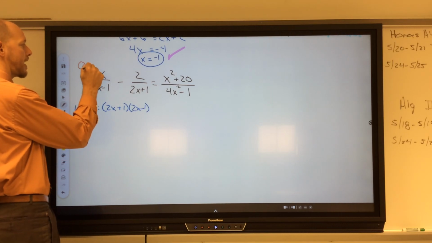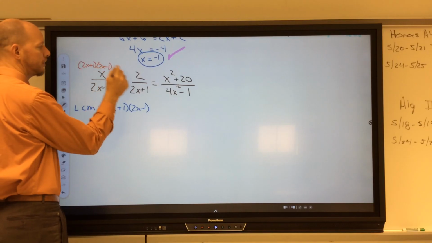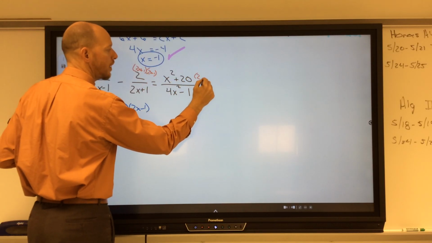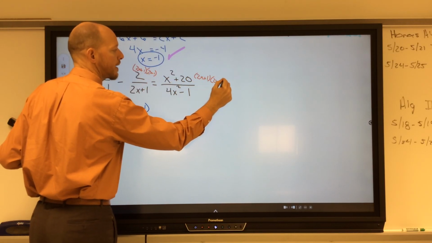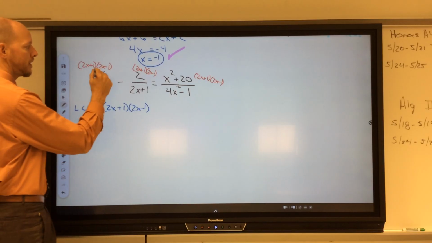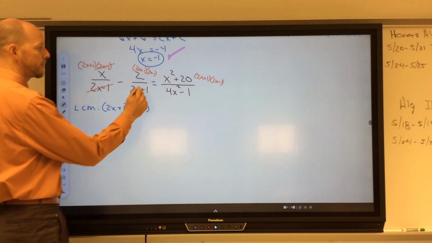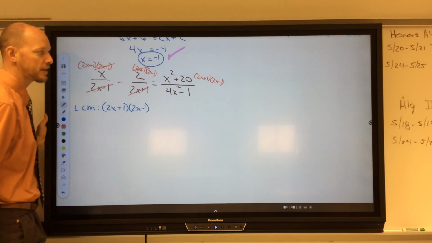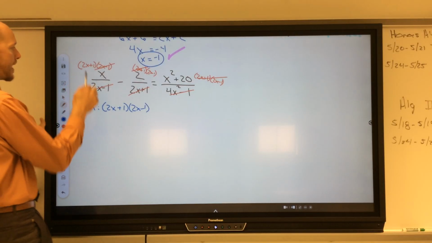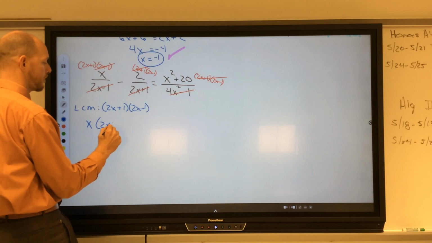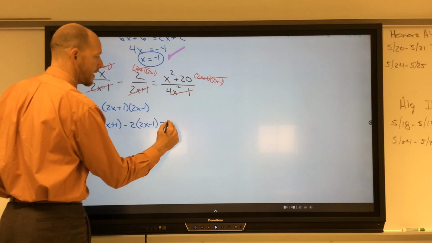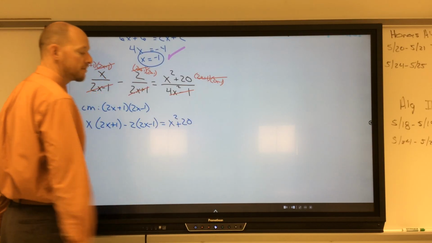So now I'm going to multiply everything by my LCM. A lot of students catch on that you end up just multiplying by what's missing from the common multiple, but I like showing this step so you can visually see what's happening. 2x minus 1 and 2x minus 1 reduce. 2x plus 1 and 2x plus 1 reduce. And then again, everything reduces here. So now what's my statement? x times 2x plus 1 minus 2 times 2x minus 1, and then simply an x squared plus 20.